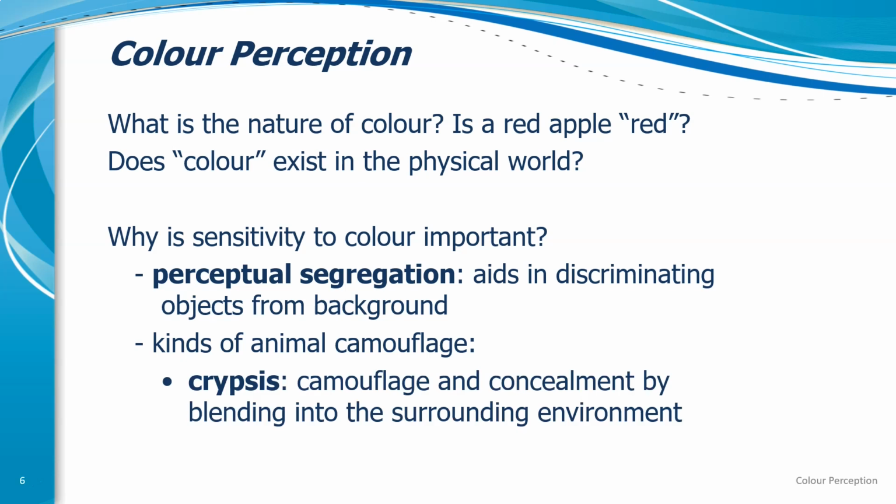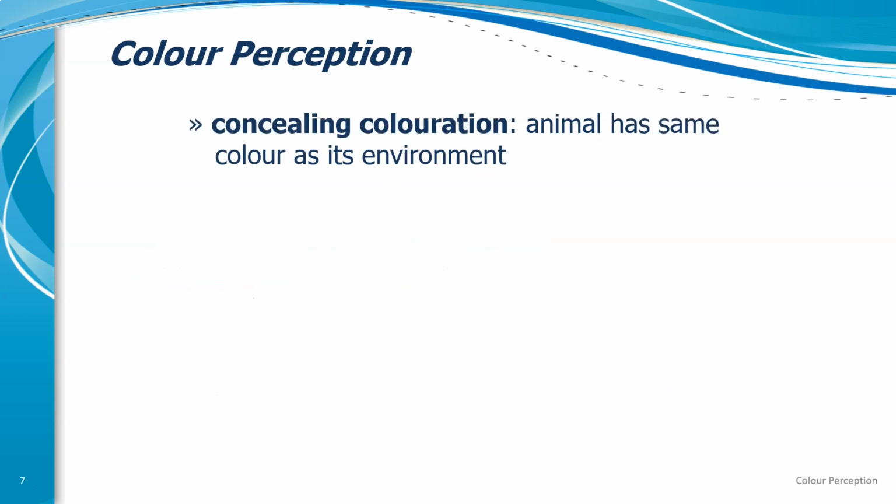So this means an animal blends into the surrounding environment, as we saw in the octopus video. But there are other kinds too. There is concealing coloration. Okay, color, that's what this lecture is about. I think I'm on pretty solid ground here. In concealing coloration, the animal, through evolution, has the same color as its environment, like a snowy owl. That's really hard to see that owl in all that snow.